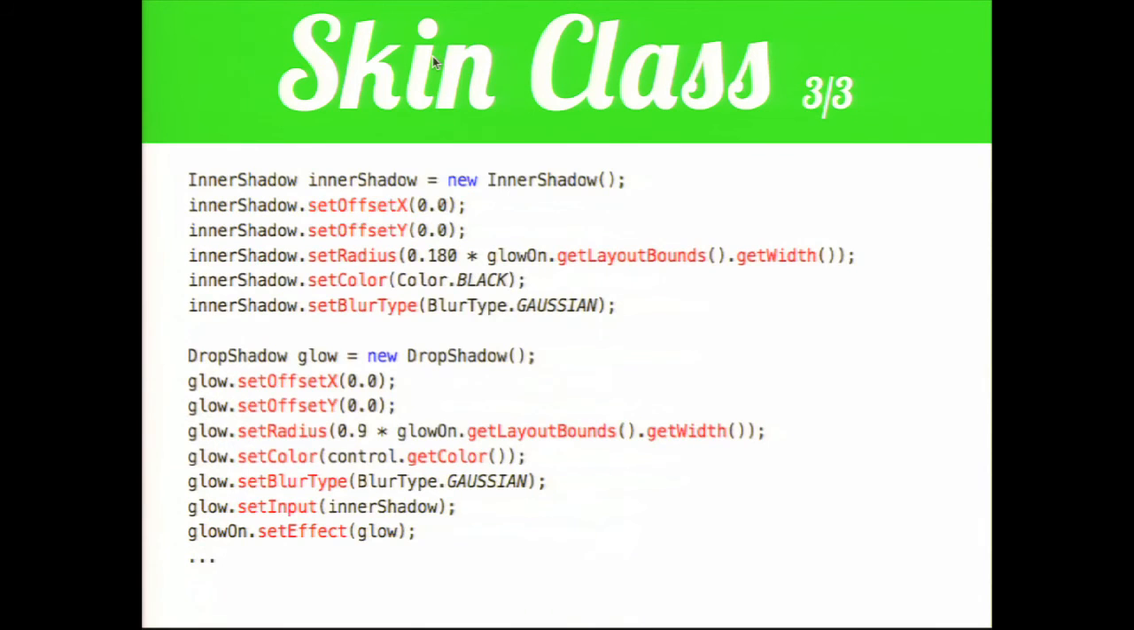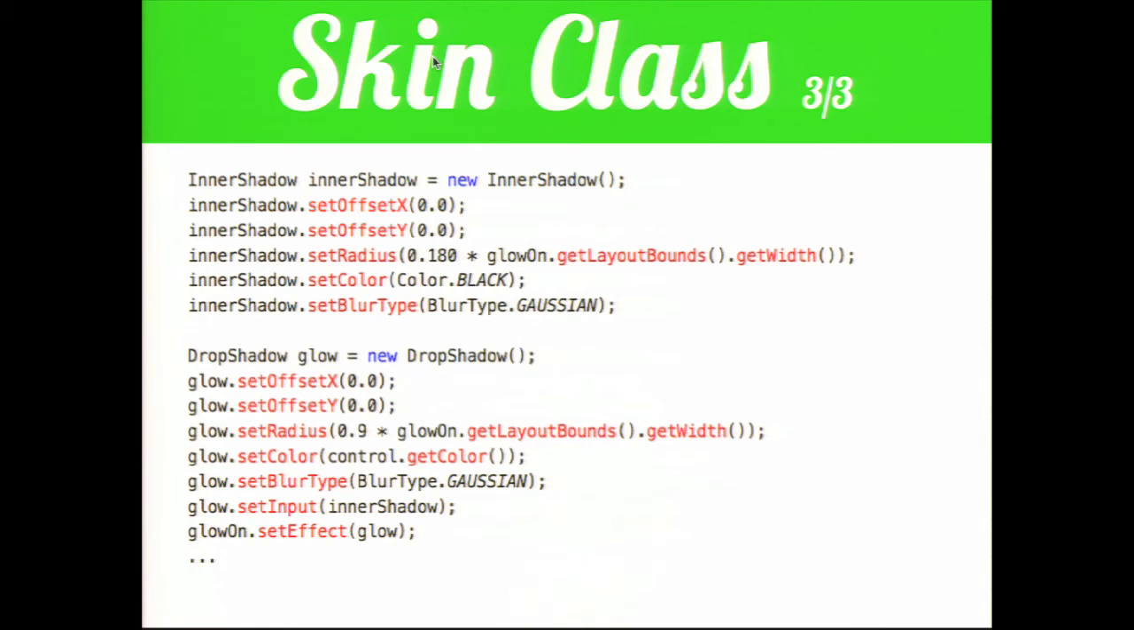And now this is the interesting thing which is possible in code. I define an inner shadow and I define a drop shadow. The drop shadow is in principle the glow. And the nice thing about this effect stuff in JavaFX is that you can apply input to an effect. That means you can chain effects. Take the first one, and then you define the second one and take the first one as input for the second, and so on and so on. So you can really chain up effects.